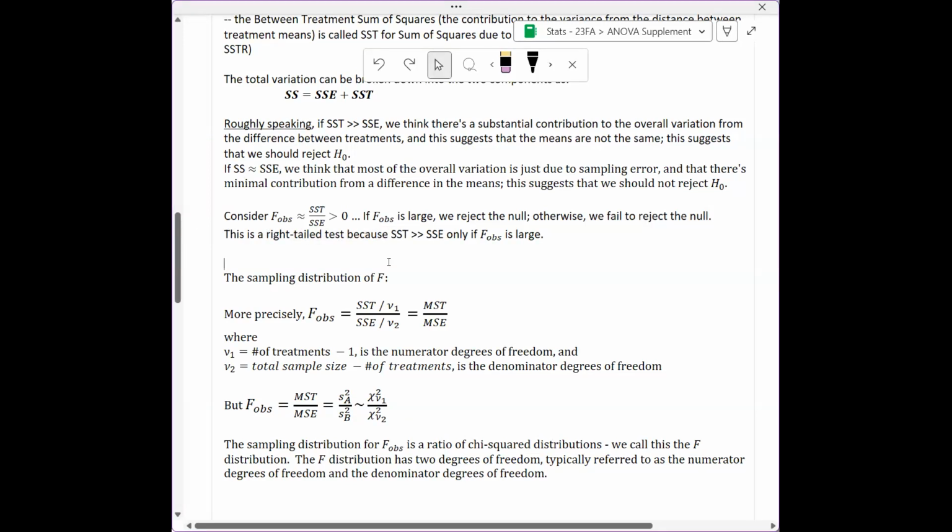So what I would like to do is to compute F observed to find an F critical, and then say if F observed is larger than F critical, I reject the null. I conclude that at least one mean is different than the others. And if F observed is not greater than F critical, then I don't reject the null, and I conclude that the means are the same.